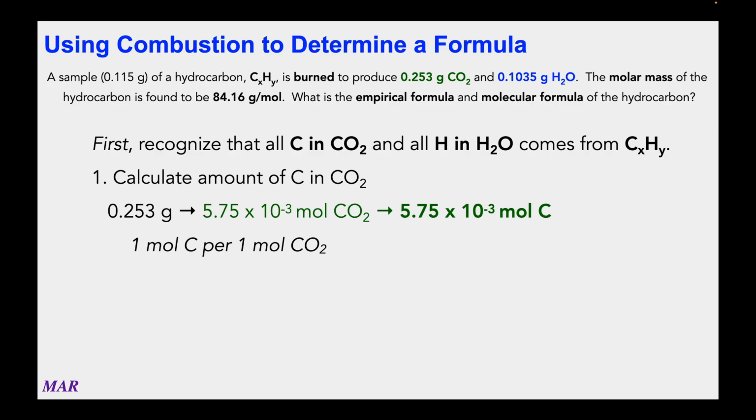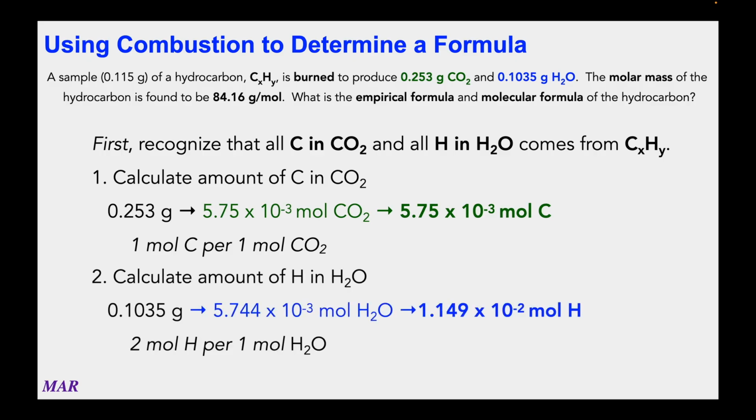We're going to turn 0.1035 grams of water into moles by dividing by the molar mass of water. I'm hoping this is sounding more and more familiar to you, but it's 18.02 grams per mole. So turn the grams of water into moles of water, and now multiply moles of water by 2 to get moles of hydrogen, because water is H2O. So if we want to find moles of hydrogen specifically, we'll multiply it by 2.